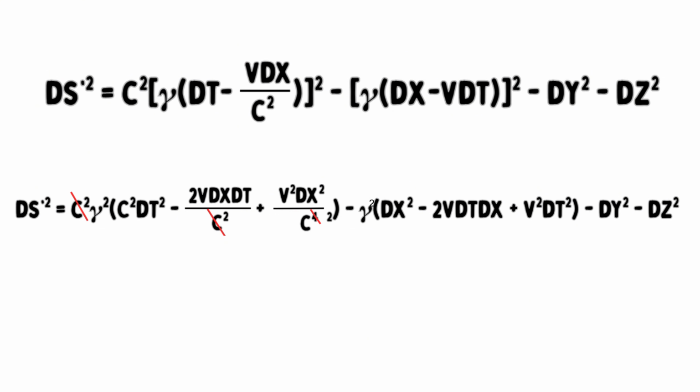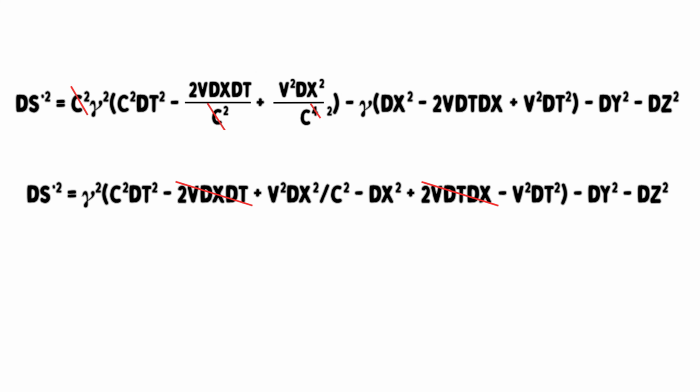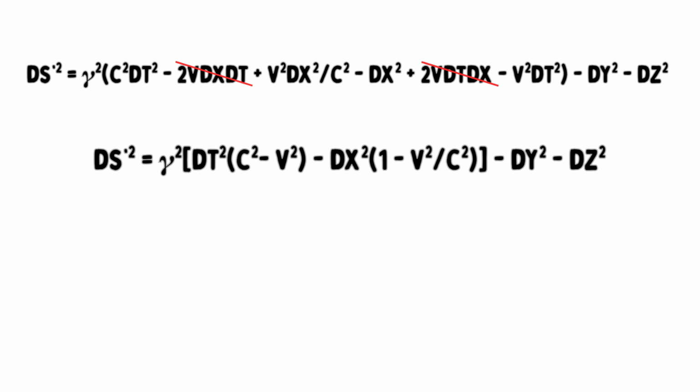And when you distribute, you can actually cancel out the c squares in the dt expanded version. And then once you do that, you can actually cancel some terms within that dt. Now, if we actually factor out dt squared and negative dx squared, we can get c squared minus v squared with the dt squared, and also 1 minus v squared over c squared for the dx squared.